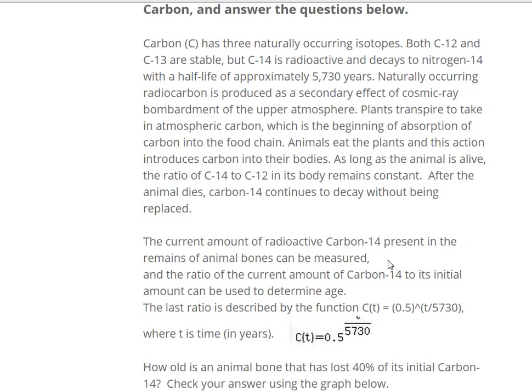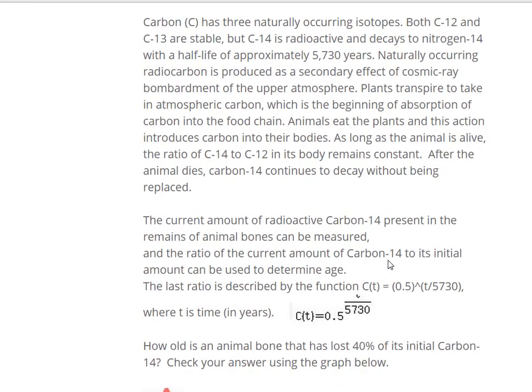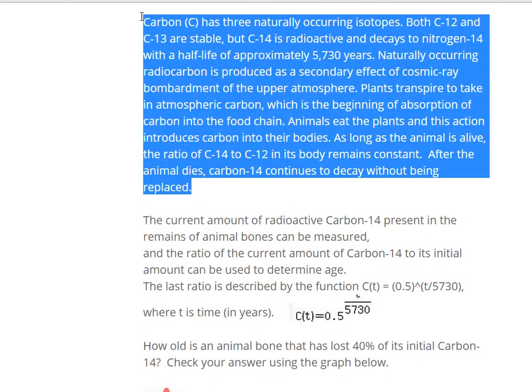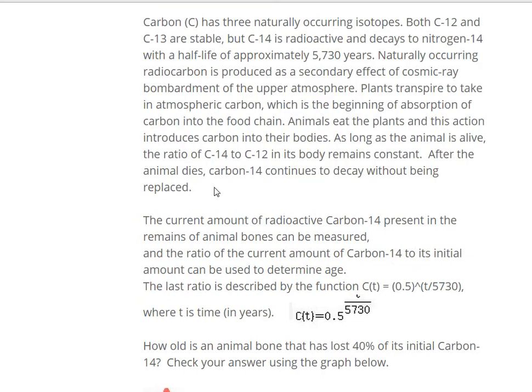All right, let's look at number 4. We got a lot of text here, so you guys can read this paragraph on your own about carbon. And then the question is down below here. The current amount of radioactive carbon-14 present in the remains of animal bones can be measured, and the ratio of the current amount of carbon-14 to its initial amount can be used to determine its age. The ratio is described by the function here.